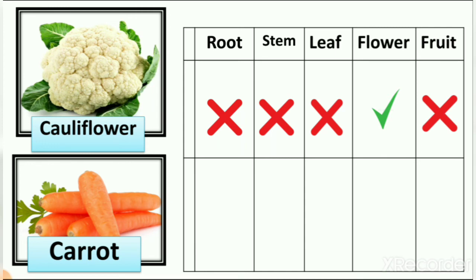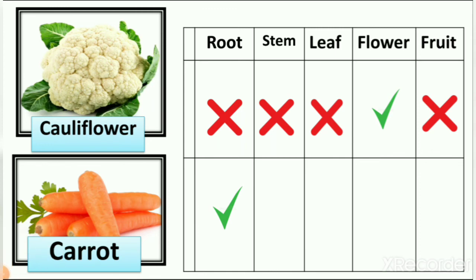The next one is carrot, right? So we learn about carrot, right? We grow the plant of carrot also. Where does carrot grow? Carrot grows underground. So carrot is a root of the plant, right? So we learn that carrot is the underground part of the plant, and the underground part of the plant we call root.